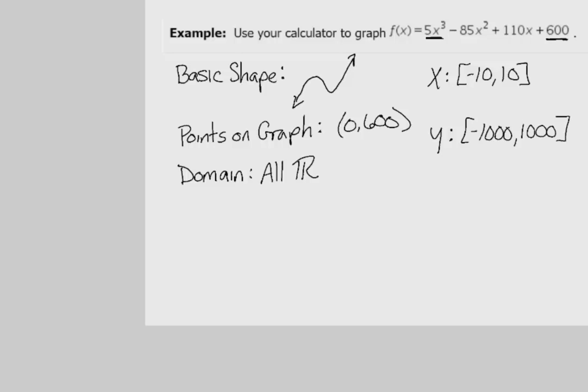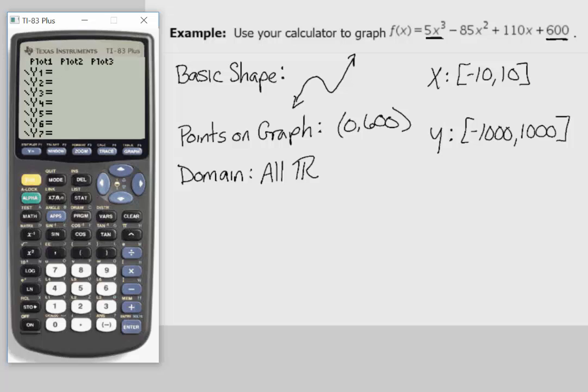Once we've established all of this information about our graph, now is when we go to our calculator. We're going to go to y equals and plug in the equation for our function. So 5x raised to the third minus 85x squared plus 110 times x plus 600. We're going to go to our window. We'll leave the x to be -10 to 10. We'll change the y to be -1,000 to 1,000.